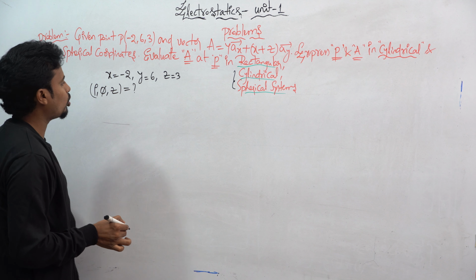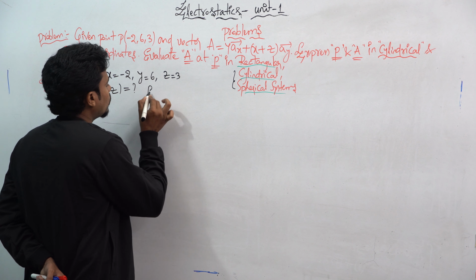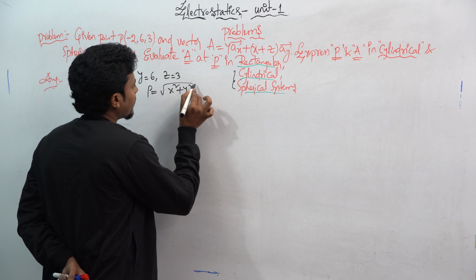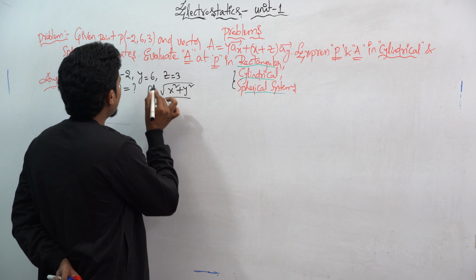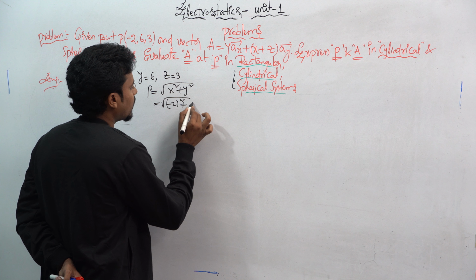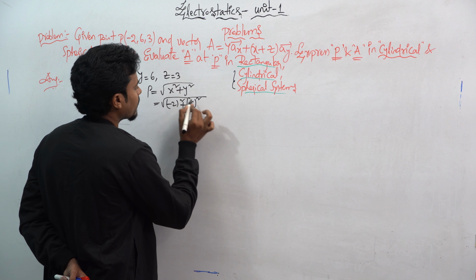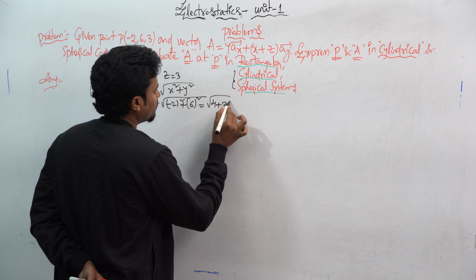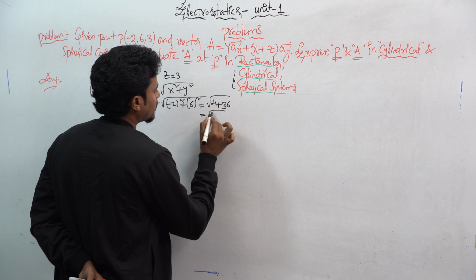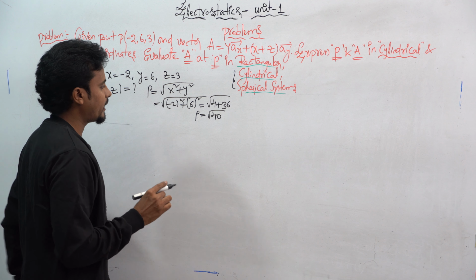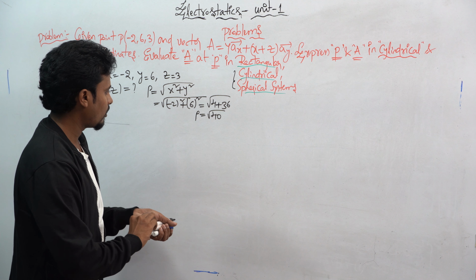What will be the rho? The formula for rho is equal to root of x square plus y square. Here x is -2 whole square plus y is 6 whole square. Okay, this is equal to 4 plus 36. Here this is equal to 40, so you will get rho as root 40.